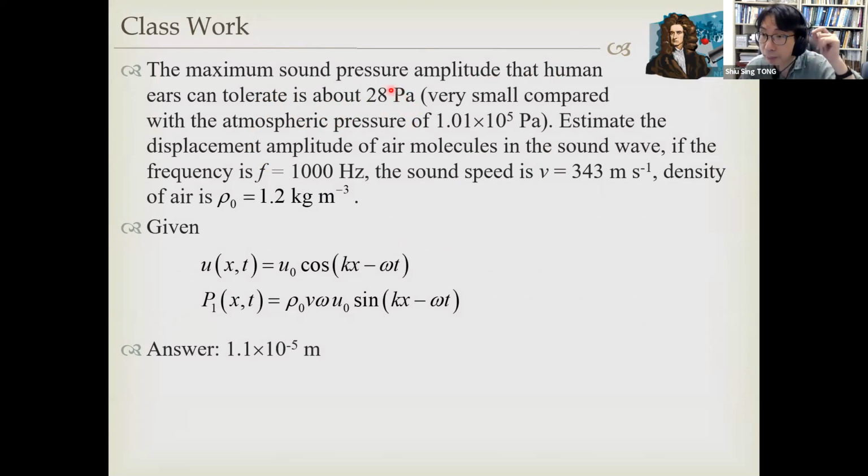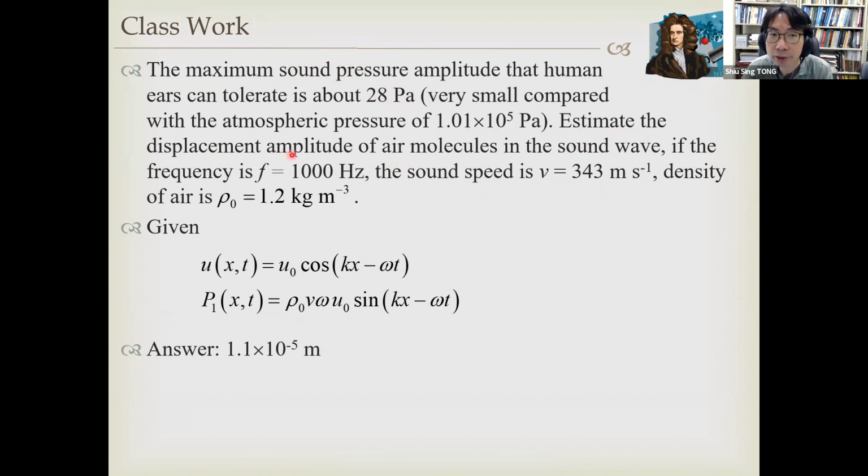Imagine there's a small change in pressure. The pressure change is as small as 28 Pascal, which is much smaller than the atmospheric pressure, which is of the order of 10 to the power 5, right? But that small change in pressure is already enough to produce a very loud sound that you can barely tolerate. If you have a still larger pressure change, then you may damage your hearing. So even a small pressure change will cause a very loud sound.